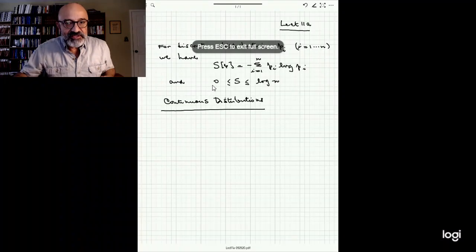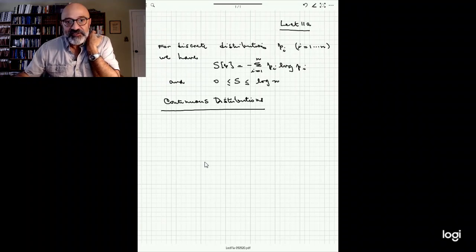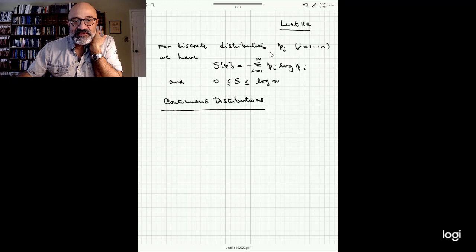Well, hello. Last time we figured out how to come up with Shannon's entropy, which is supposed to describe the amount of information that is missing in a given probability distribution. Now, the serious limitation of that approach was that it works for discrete distributions.